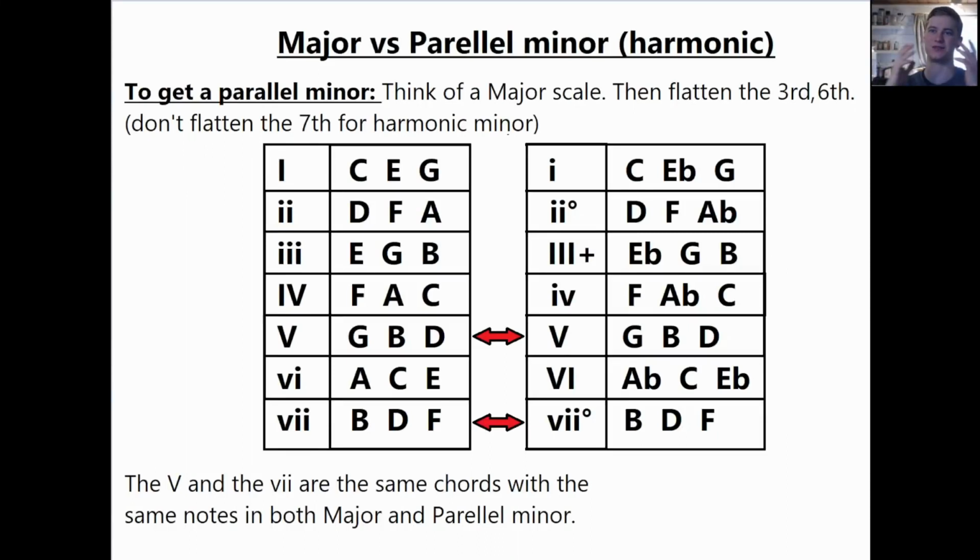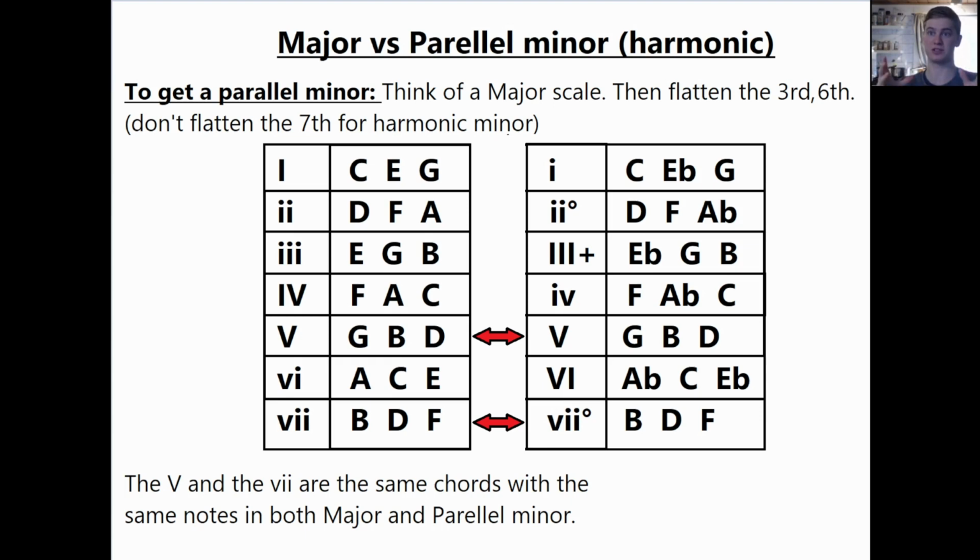Okay, welcome. In this video, we're going to be thinking about the parallel minor versus the major scale, and more specifically, the harmonic minor scale. So to get the parallel minor, you think of a major scale, and then you flatten the 3, 6, and the 7. But to get the harmonic minor, you're only going to flatten the 3 and the 6, because the nature of a harmonic minor is you get the minor scale and you sharpen the 7.